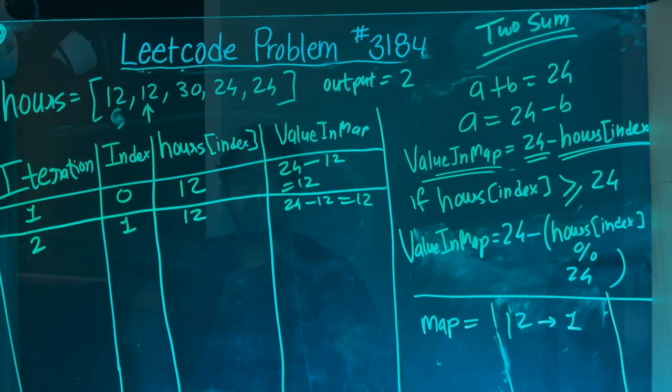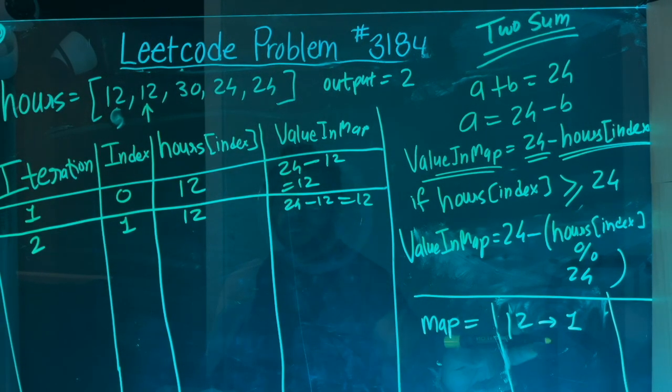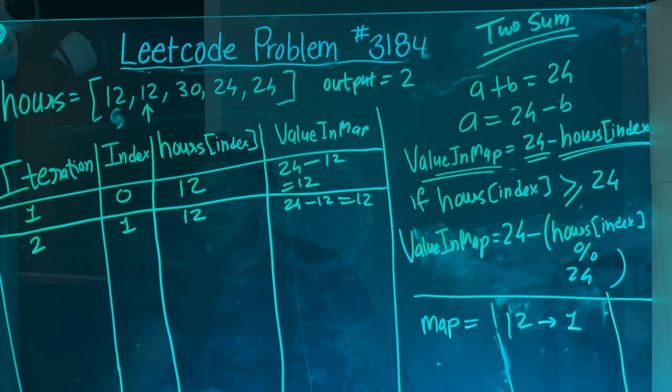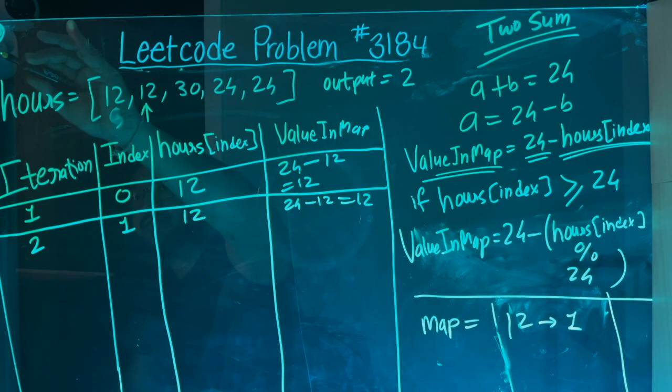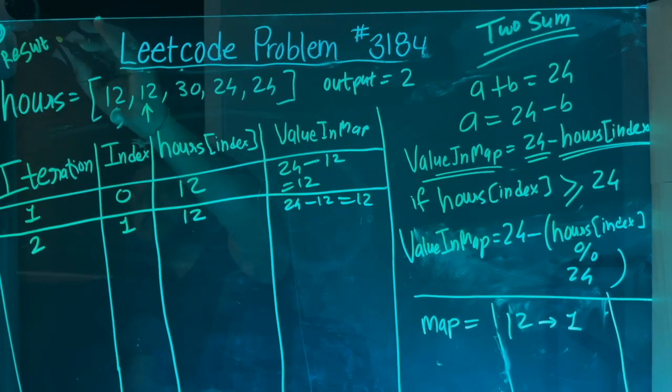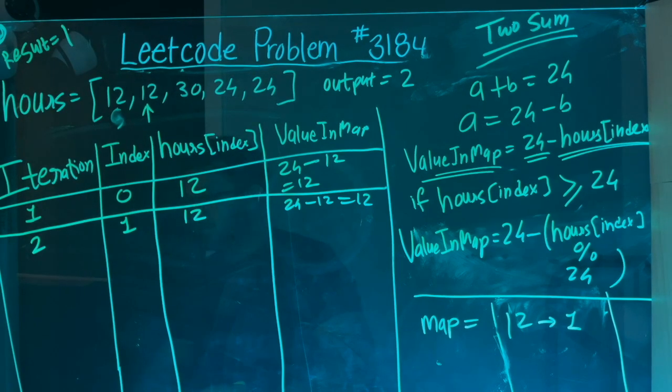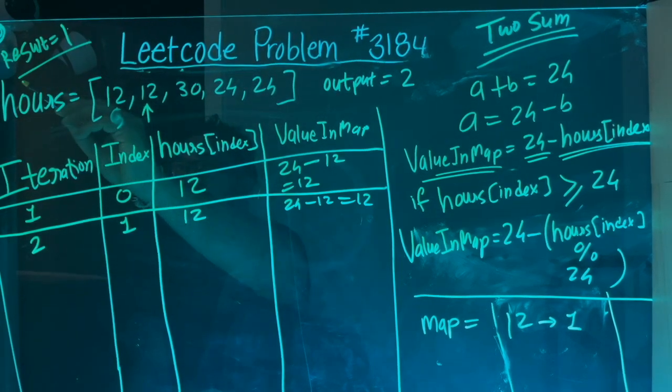So now we are going to go into the map and check whether 12 existed or not. There is one that existed. So we need to update our result. We found a pair, so our result is 1. We found one pair right now.